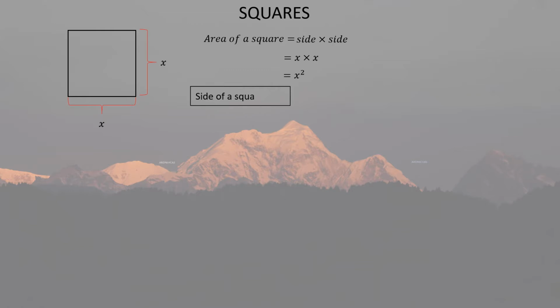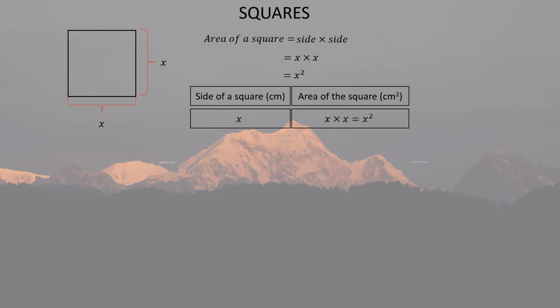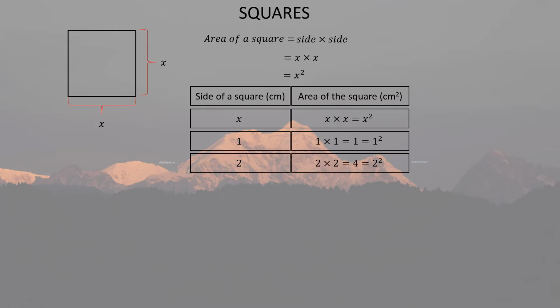If we take the side of the square to be in centimeter, the area of the square would be in centimeter square. So here we have x centimeter, so the area would be x square. If we take x to be 1 centimeter, then the area would be 1 into 1, which is equal to 1, which can also be written as 1 square. If 2 centimeter, then the area would be 2 into 2, that is equal to 4, which can be written as 2 square. We have 3 centimeter, then the area would be 3 into 3, that is equal to 9, which can be written as 3 square.